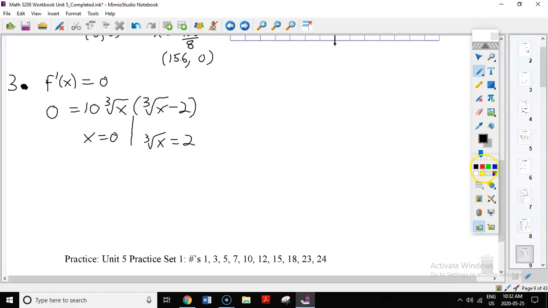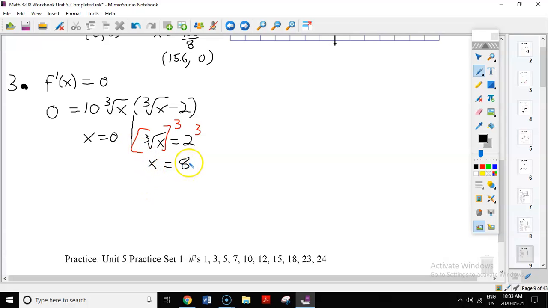If I cube both sides, I know that x has to be 8. So at 8, the derivative is 0. So that's a max or min. At 0, the derivative is 0. So that's a max, min, or flattening for both of those. Not just 0, but at 8 as well.